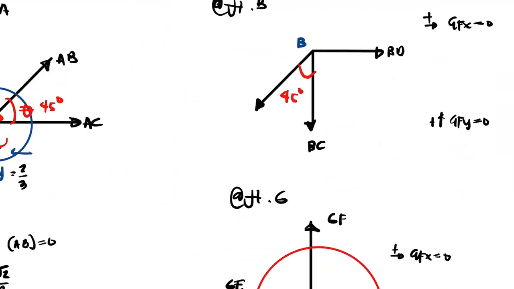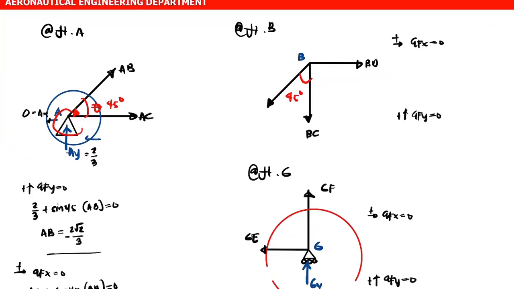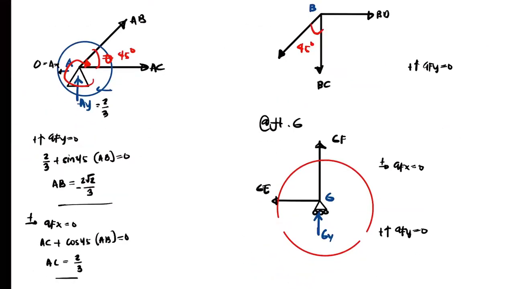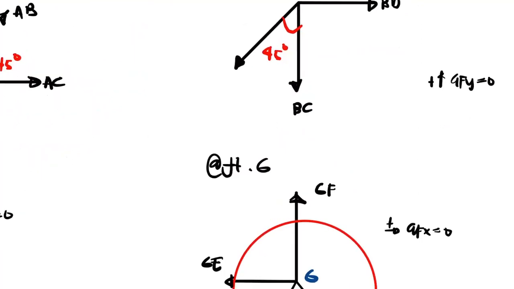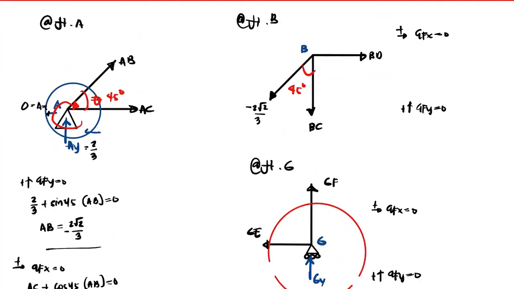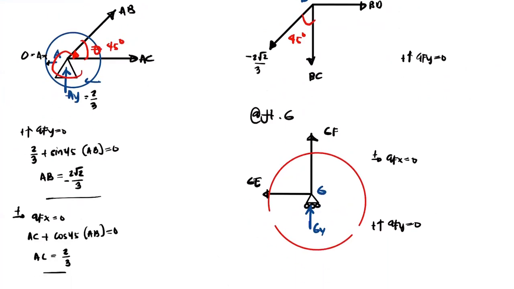Meron tayong member element sa ating B na, what? A. Okay, so AB. Yung AB natin, negative 2 square root of 2 thirds. So, negative 2 square root of 2 over 3. Okay? And then, BD is unknown. Kukunin natin.